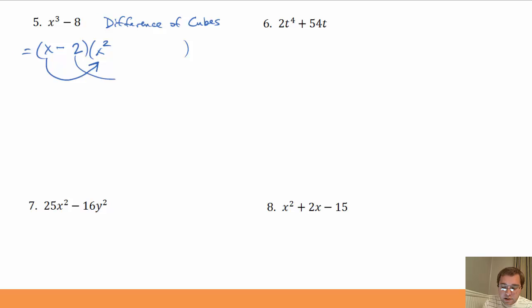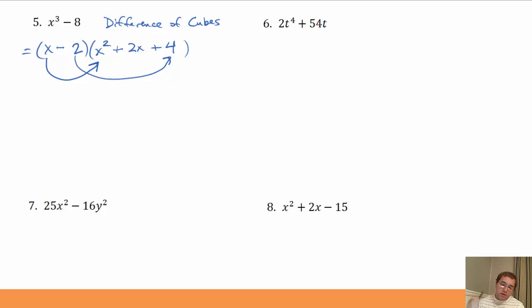I take the last term, the 2, I square that and I put it all the way on the other end and make it positive. It's always going to be positive there. And in the middle, I'm going to take each of these terms, the x and the 2, and I'm going to multiply them together. 2x. The sign of that term is the opposite of the original sign.